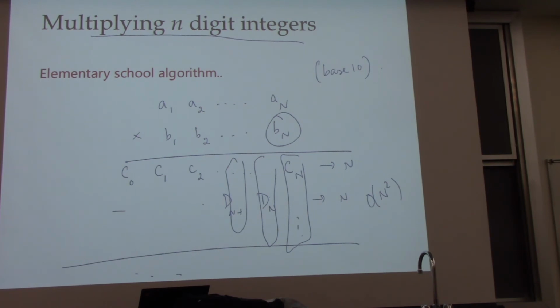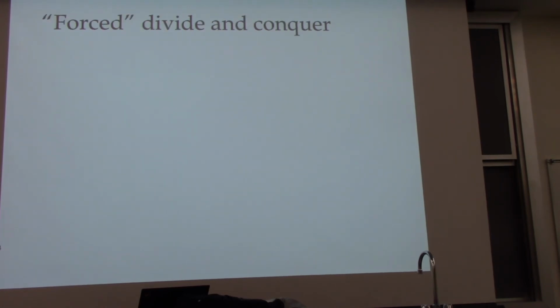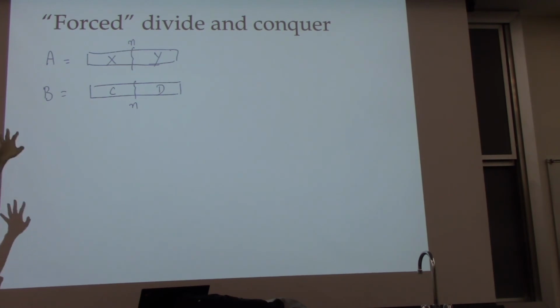But if someone were to say, okay, try using divide and conquer anyway, then what you would do is, this is what I call force divide and conquer, right? So I have two numbers. I'll call this A. I'll call B to be this, and both are n digits long. I could say, okay, I will break A into X, Y. I will break B into two n over 2 digit numbers. I ran out of letters, so C and D. So these are two n by 2 digit numbers each.